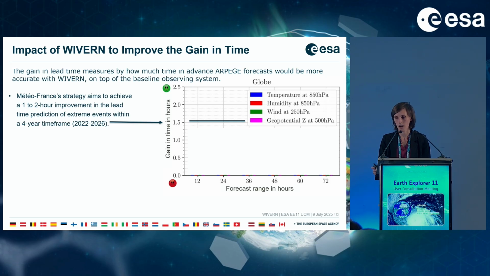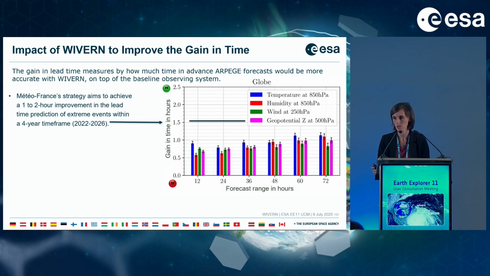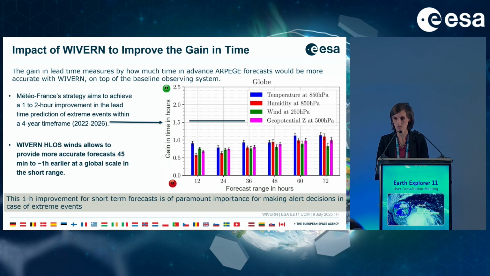So now, how does it compare, for instance, with WIVERN? When we assimilate WIVERN, we gain a 45 minutes to 1 hour improvement, which is almost half of the gain in time that we want to achieve, which is quite impressive given the fact that this lead time improvement is coming from the addition of only a new satellite observing type.